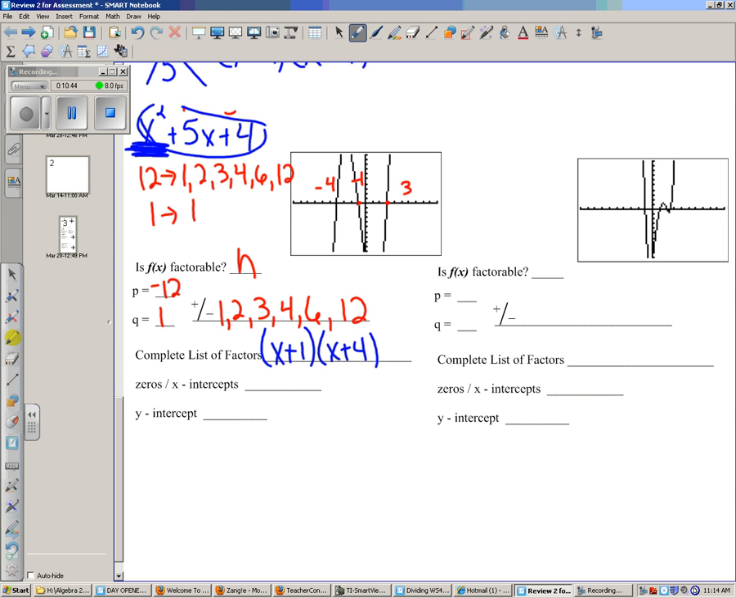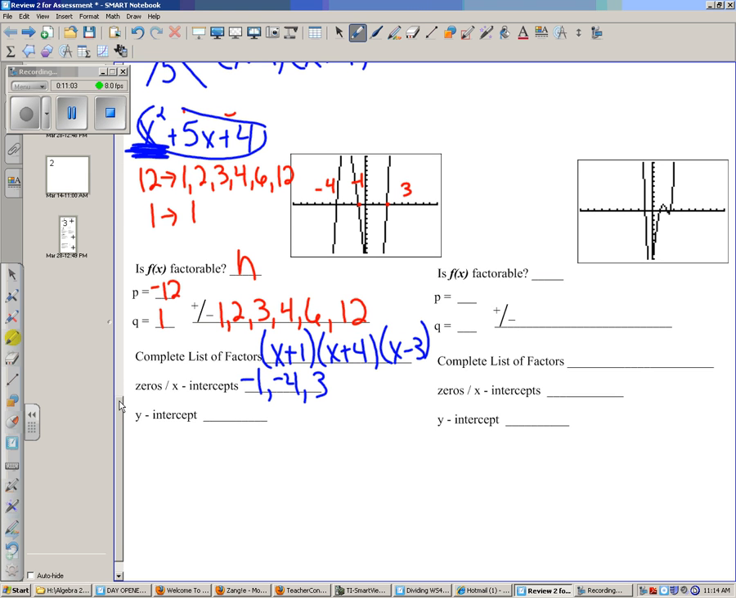And then I get negative 1, which was one of the x's. I just didn't choose to cheat with that one. Negative 4. But what I do need to remember is that I cheated with 3, and my parentheses that would get me there is x minus 3. Again, all the parentheses, all the x-intercepts, including the ones that you cheat with. My y-intercept is negative 12.